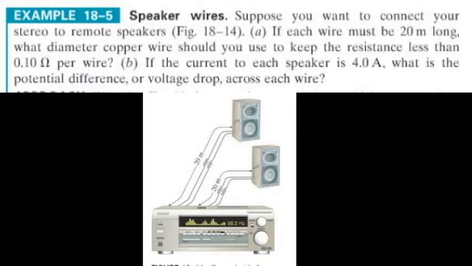So now we go to example 18.5, speaker wires. Suppose you want to connect your stereo to your remote speakers, as shown in this figure right here. A, if each wire must be 20 meters long, what diameter copper wire should you use to keep the resistance less than 0.10 ohms per wire? And B, if the current to each speaker is 4.0 amperes, what is the potential difference or voltage drop across each wire?